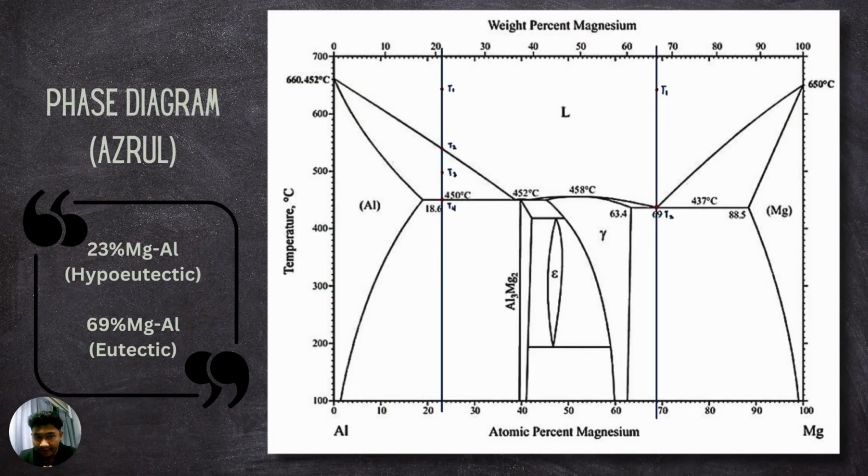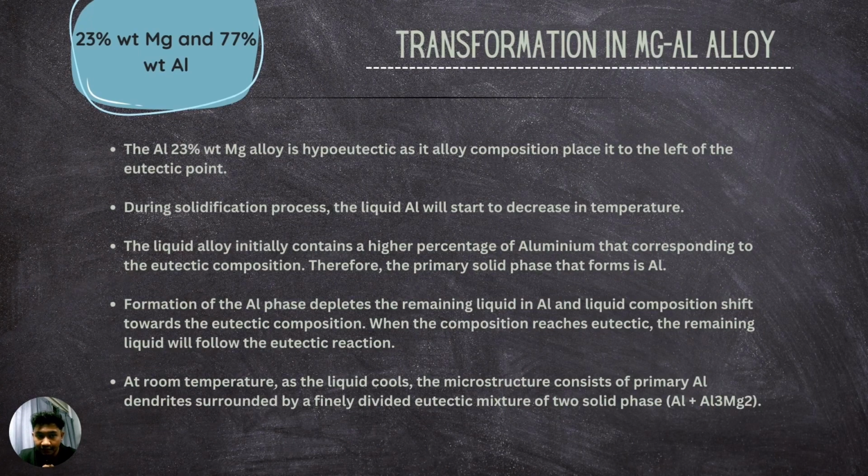So now we go to the phase diagram for the percentage of weightage for the magnesium aluminum alloy. I have taken 23% of magnesium and 69% of magnesium. So for the transformation of 23% magnesium, the aluminum alloy is what we call hypoeutectic, as the alloy composition is placed to the left of the eutectic point.